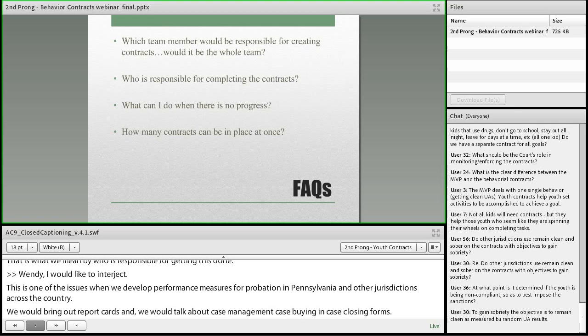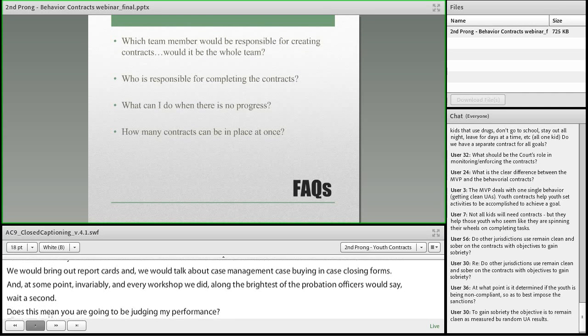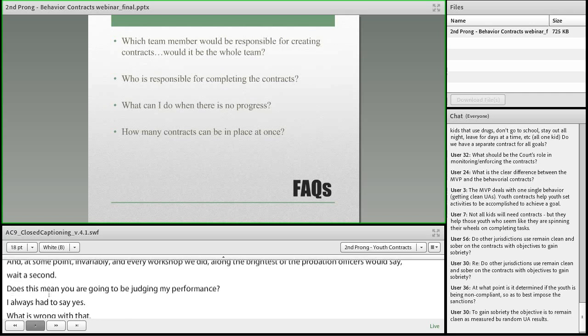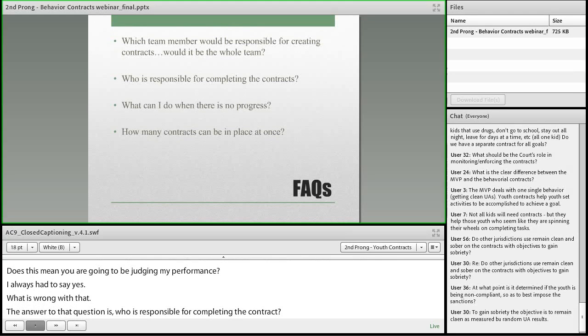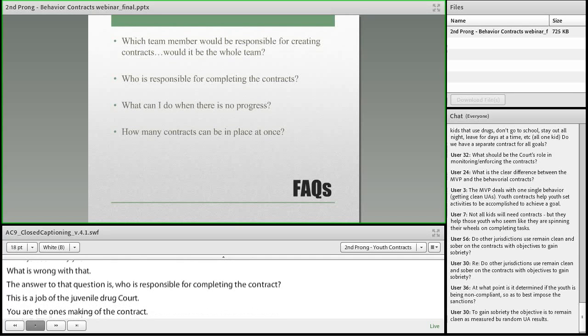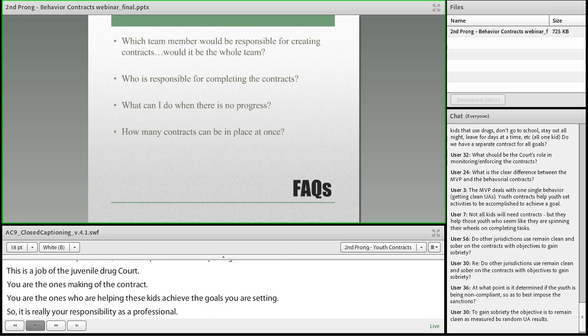And the answer to that question is, who's responsible for completing the contracts? This is the job of the juvenile drug court. You're the ones who are making up the contracts. You're the ones who are helping these kids achieve the goals that you're setting. So it's really your responsibility as a professional. The kid has the responsibility too, but as has been mentioned several times, we're the grown-ups here, and so it's sometimes a bitter pill to swallow.